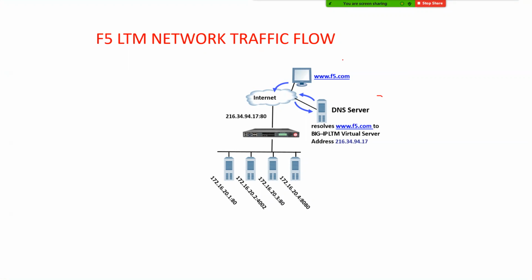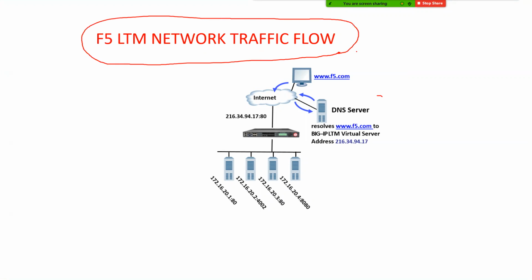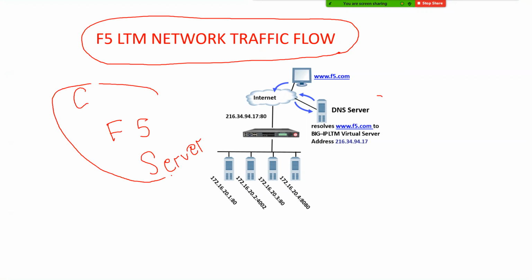Today we will be discussing a topic which is very important and everyone needs to know about it: how network traffic flows when a client connects to F5 and F5 forwards the traffic to the server. In this case we will find out how NAT happens and how traffic flows from client to F5, then F5 to the server.